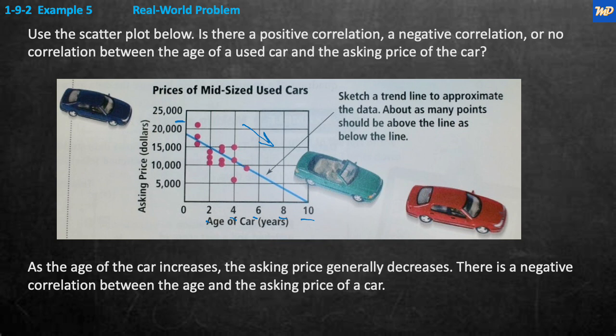There is data that you can plot that's not linear. We'll see that in later examples, and in your course, you'll learn that. But right now, these are lines, and it's a straight correlation, and it's pretty straightforward. So as the age of the car increases, the asking price generally decreases. There is a negative correlation between the age and the asking price of a car.